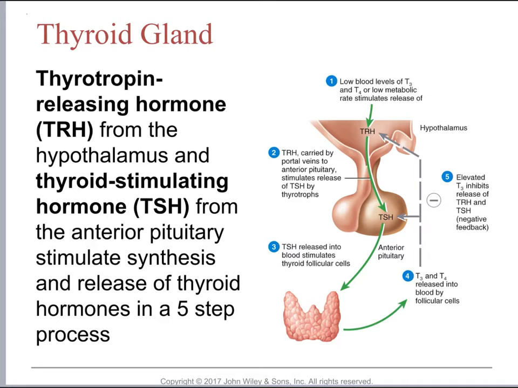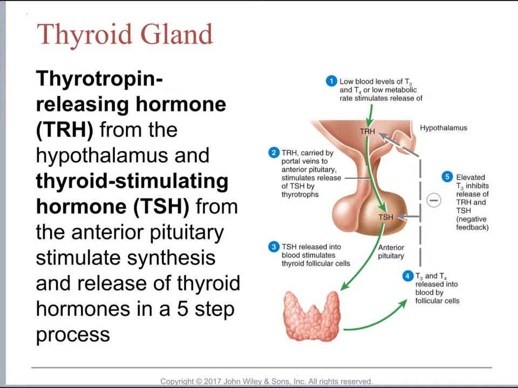So as an overview, thyrotropin releasing hormone is released from the hypothalamus, which stimulates the release of thyroid stimulating hormone from the anterior pituitary, which will stimulate synthesis and release of thyroid hormones in this 5-step process we see to the right. So number 1, what's the stimulus that's being detected? Low blood levels of T3 and T4 or low metabolic rate is going to stimulate thyrotropin releasing hormone. TRH is going to be carried through the hypophyseal portal system, the portal veins, to the anterior pituitary to stimulate release of thyroid stimulating hormone by those thyrotrophic cells.